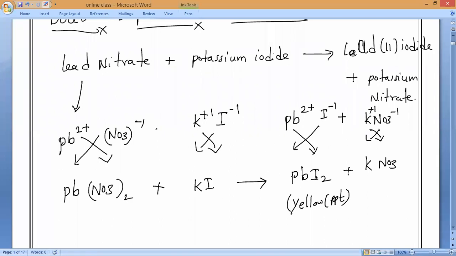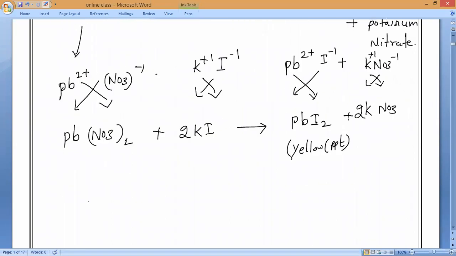So observe very carefully here. Balancing is also very important. So balancing we want to do. How much will come? Here nitrates are 2, so here 2 KNO3 will come. Potassium iodide 2, yes, 2 will come. So this is the equation. Yes or no, guys? Please respond.